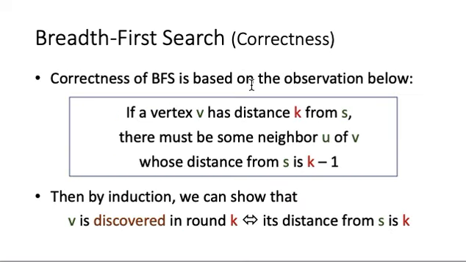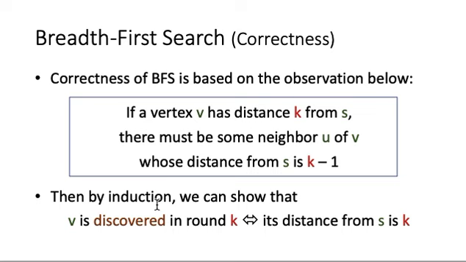Now the correctness of BFS is very easy. We can prove by induction that if a vertex has distance k from S, where distance k means that the shortest path from S to the vertex V is k edges, then it must have some neighbor such that the distance from S to this neighbor is k minus 1. A distance k node will have a neighbor whose distance from S is k minus 1. So this is correct, okay?